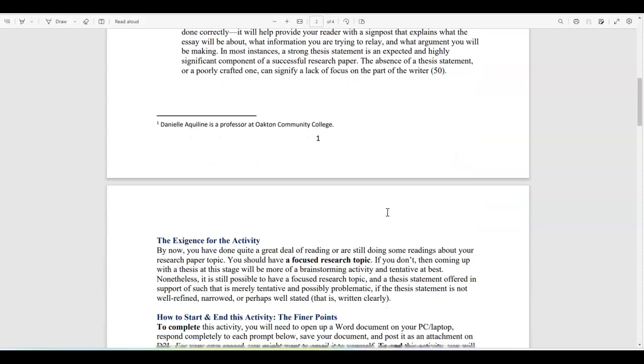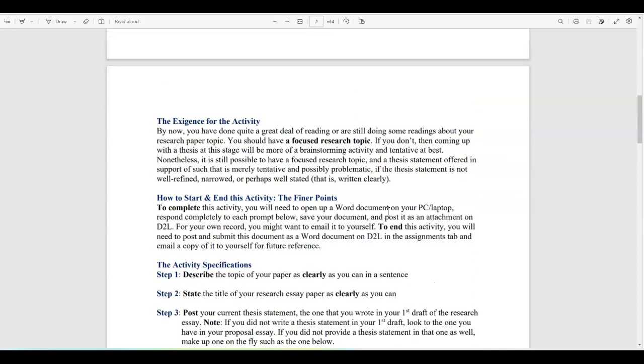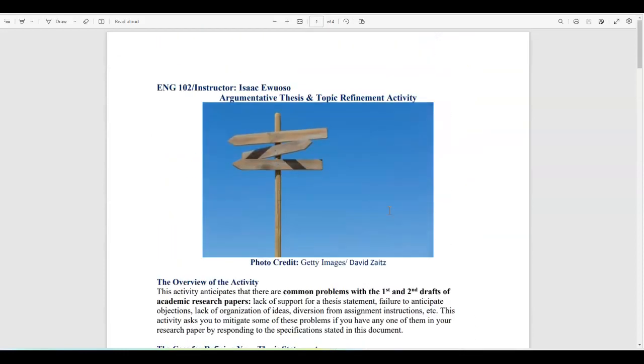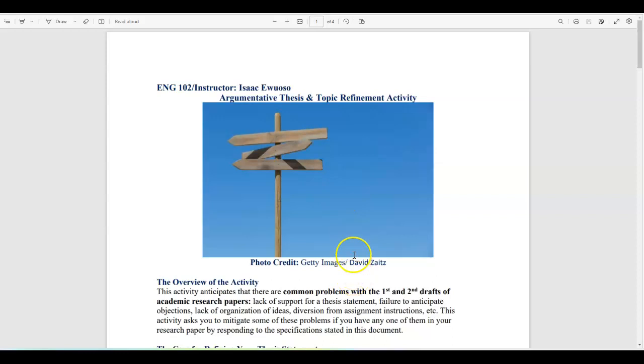Now, for this activity, I expect that you will work not just on refining your thesis statement, but you would take care of your topic as well. What's the point if you have a thesis statement, but we don't even know what topic you're discussing? Although, if you carefully craft your thesis statement, it should be easy for the reader to tell what your topic is. But you want to give your reader a clue before they even read your thesis statement. What exactly is your topic? What exactly is your focus?